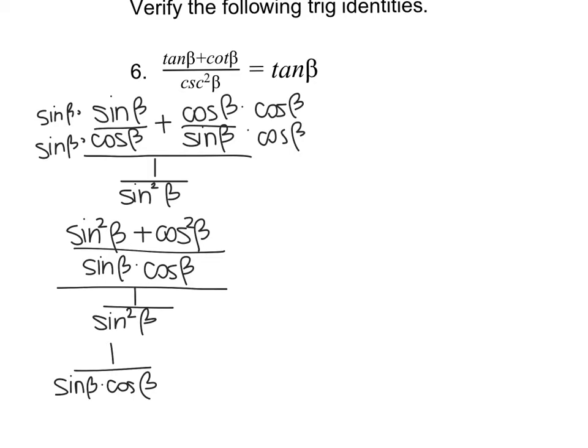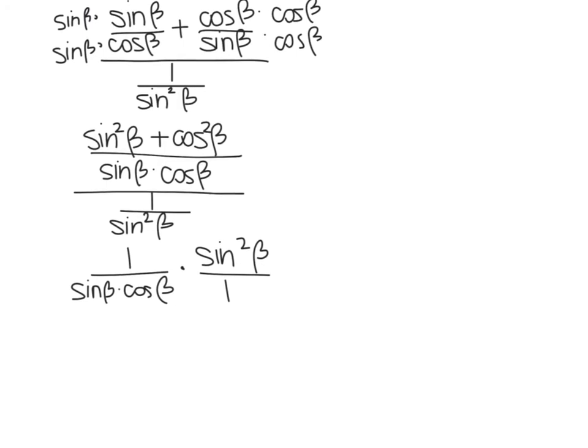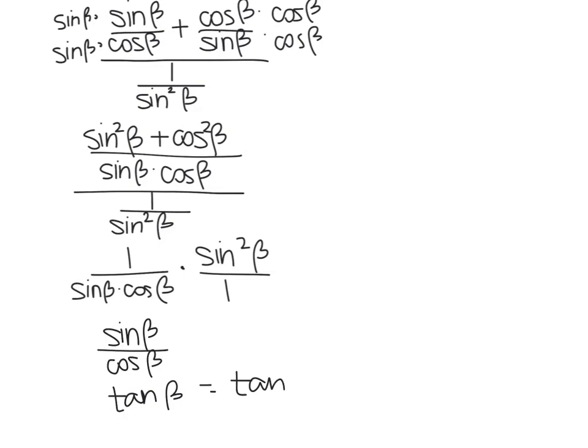And then I'm going to go ahead and change this to multiplication and flip my denominator. So it's times sine squared of beta over 1. So now I have a sine squared and a sine. One of those will cancel. So we're left with sine of beta over cosine of beta, which is going to give us tangent of beta. And that's what we wanted it to equal, so we have tangent of beta equals tangent of beta.